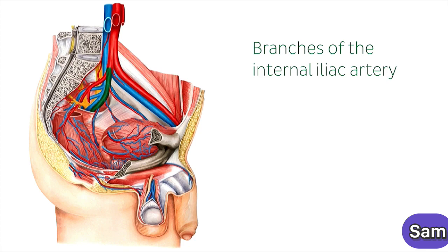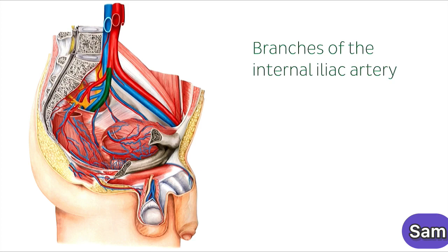It is important to note that all the branches of the internal iliac are paired arteries. So if you find them on the left side, you sure will find them on the right side. Throughout the rest of the tutorial, I will refer to each artery in a singular form, but please keep in mind that even though I am referring to the vessels in the singular form, I am actually referring to the two identical arteries found on either side of the pelvis.